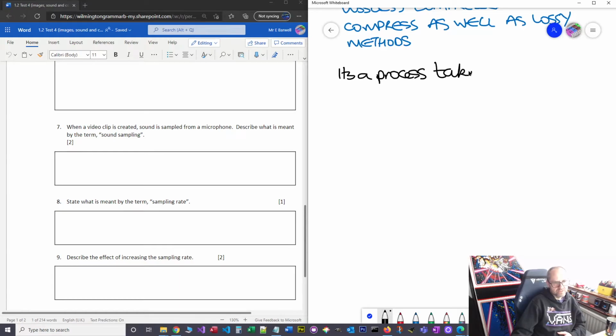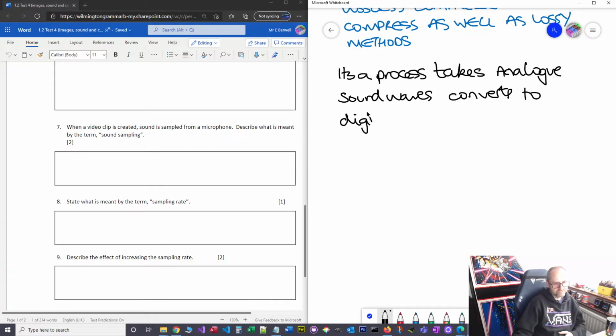analog sound, sound waves, and it converts them to digital samples.